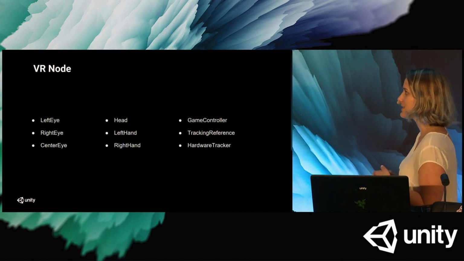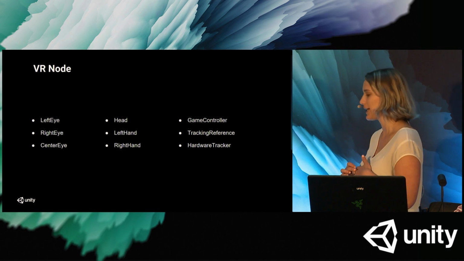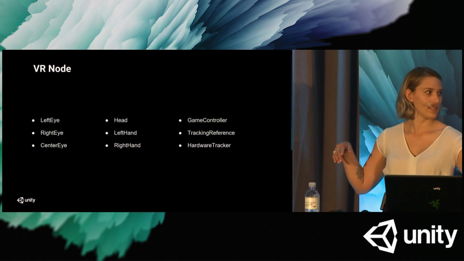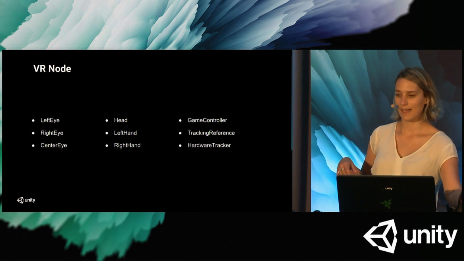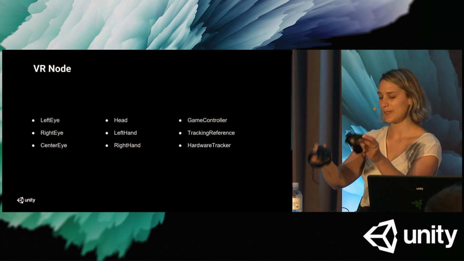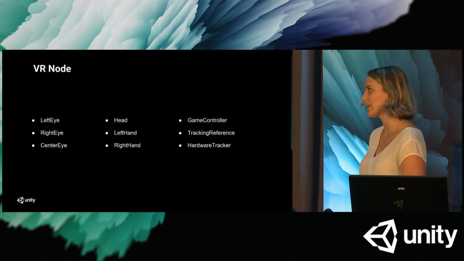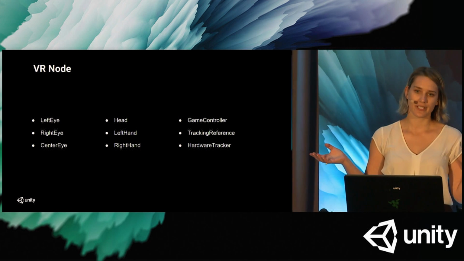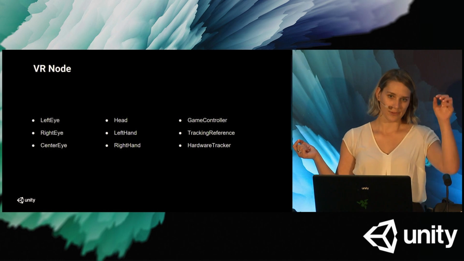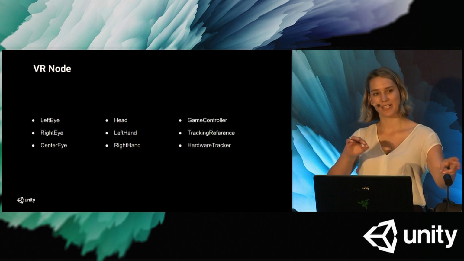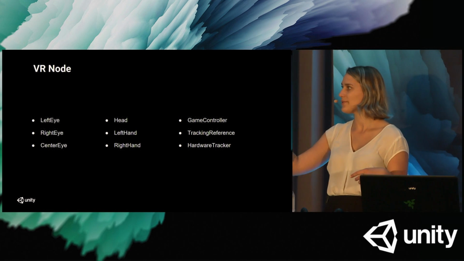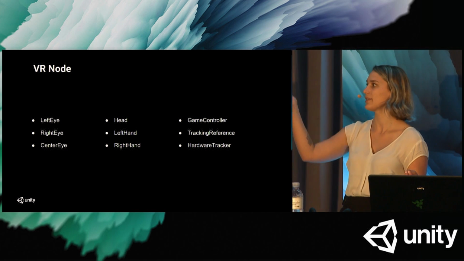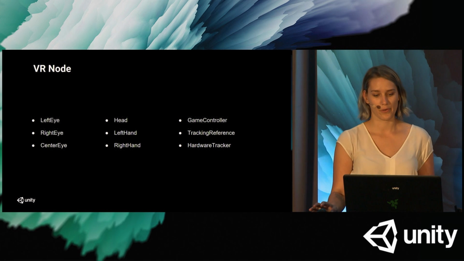And VR node is our reference to all of the different types of objects that you can track natively in Unity. So we have obviously head, that's going to be my HMD here, left hand, in this case, left and right controllers. We can also track a game controller. Hardware tracker refers to, like, the HTC Vive has the little trackers that you can put on different objects to track those. And then if you're using your own custom HMD that doesn't have a built-in SDK in Unity, you can configure the left, right eye, and center eye on your own.